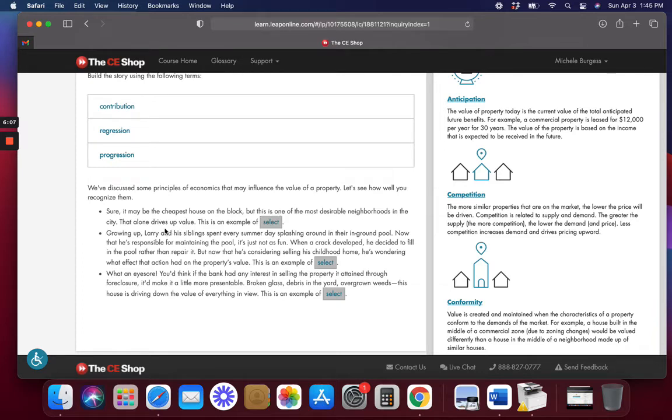Okay, it is the cheapest house on the block, but this is one of the most desirable neighborhoods in the city. That alone drives up value. This is an example of progression. That's where I'm going to be.